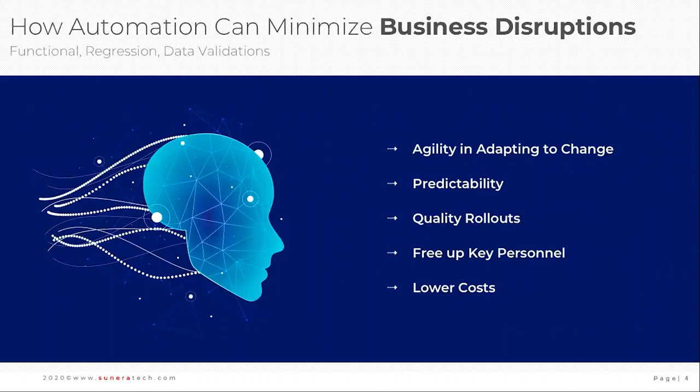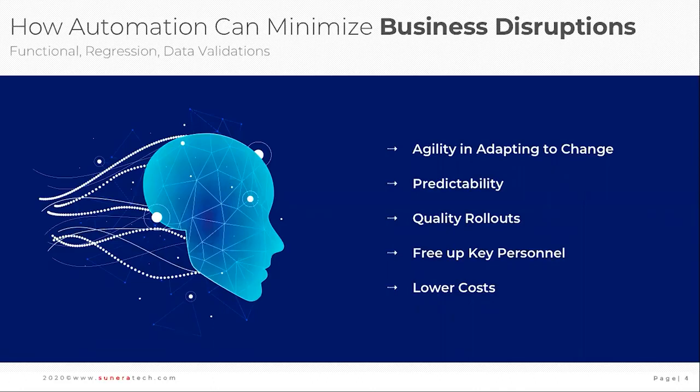So how can automation help minimize these business disruptions? A few things automation can help with. It'll provide more agility in adapting to change. If there are new features coming in, you should be able to incorporate those much faster because you're really not spending too much time manually doing stuff. You're leveraging automation to do a lot of these things that are repeatable.